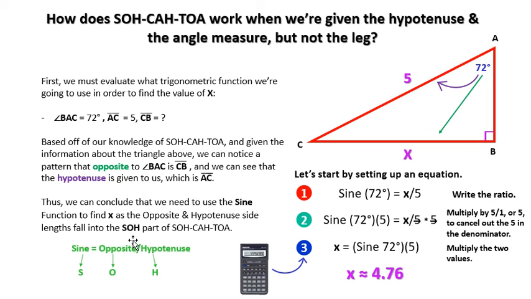Thus, we can conclude that we need to use the sine function to find x, as the opposite and hypotenuse side lengths fall into the SO part of SOH-CAH-TOA. So in SO, sine equals opposite over hypotenuse, as denoted by S, O, and H.